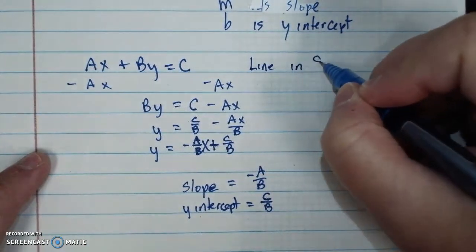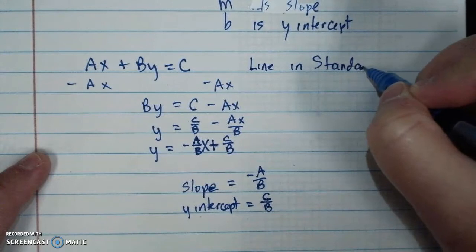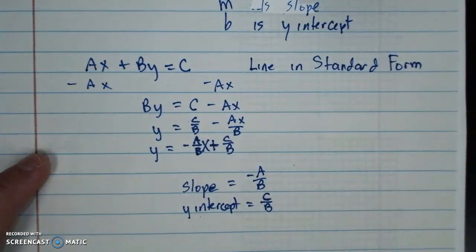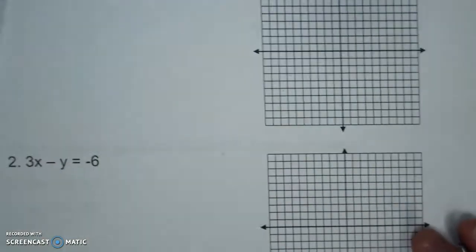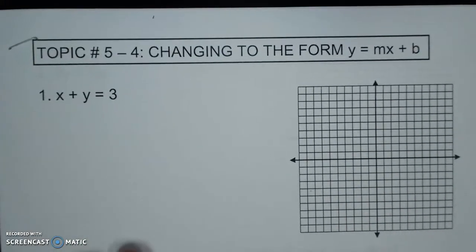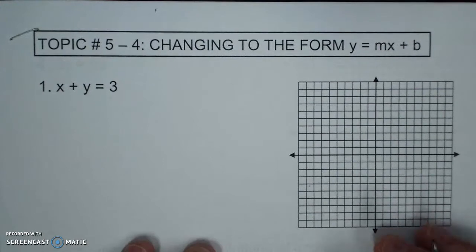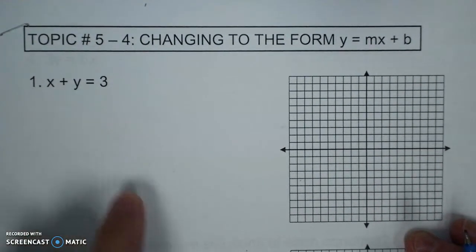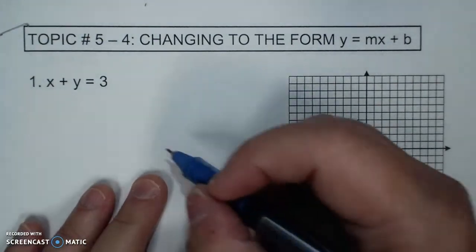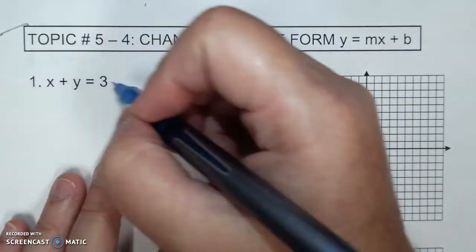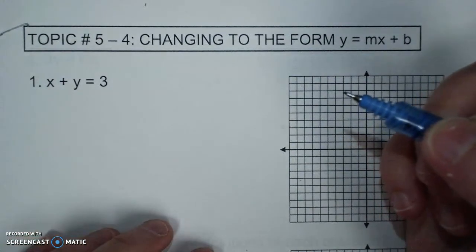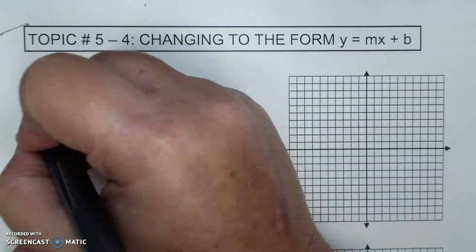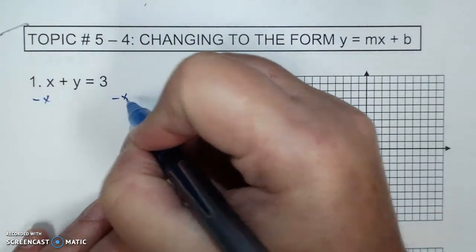a line in standard form. Okay? So on 5-4, changing in the form, you're going to still have a line, and it's going to say graph it. So what you're going to do is you're going to solve for y, and you're going to change it into slope-intercept form. So I'm going to subtract an x from this side, subtract an x.